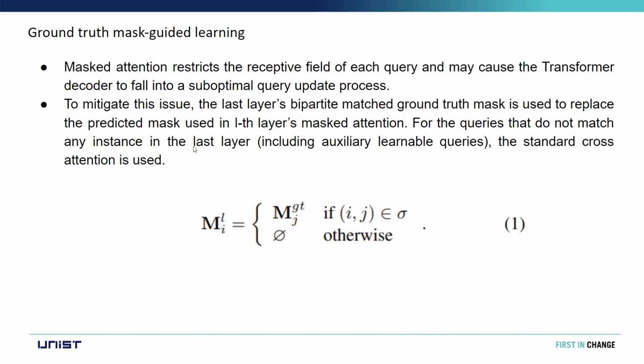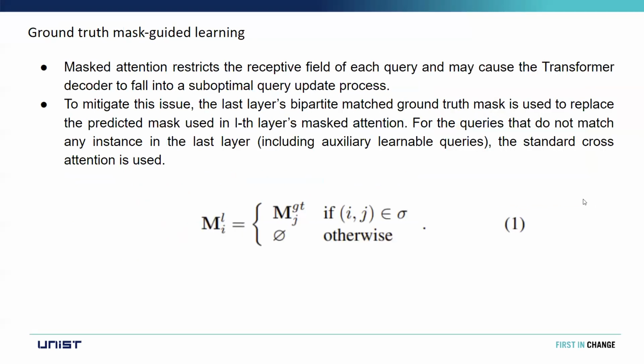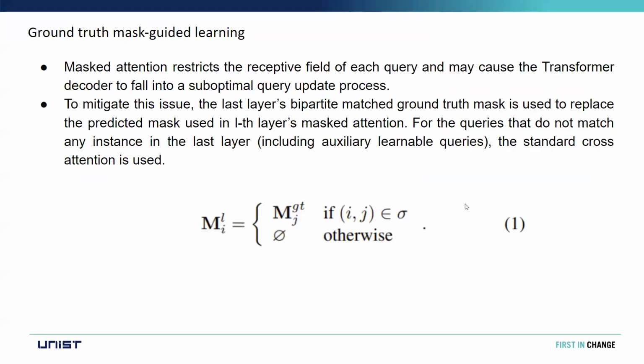But this is not sufficient because, as you can see from this picture, our predicted masks are not so perfect. We miss some of the pixels here. So it's possible that the transformer decoder will go into a suboptimal update process, because we miss some of the parts of the features that we need for self attention. To prevent this, they propose ground truth mask guided learning.